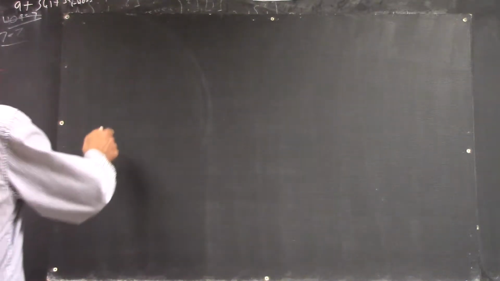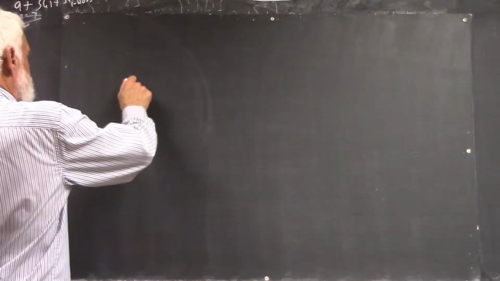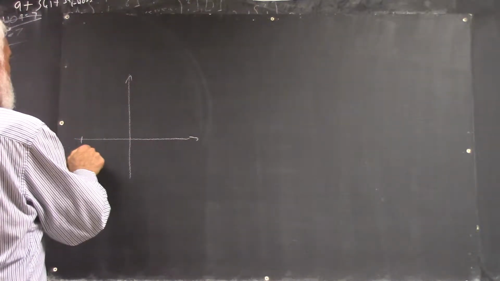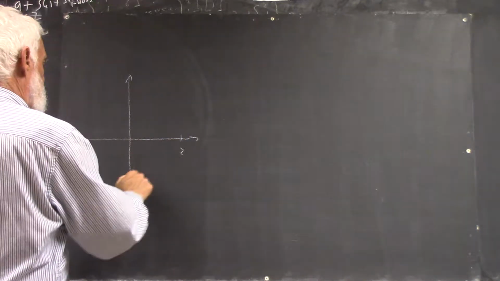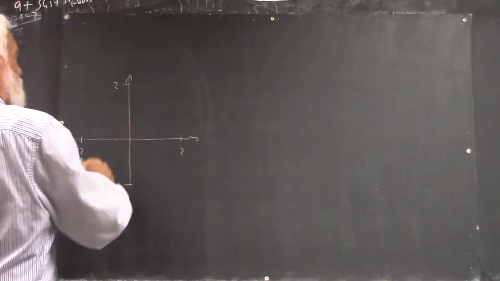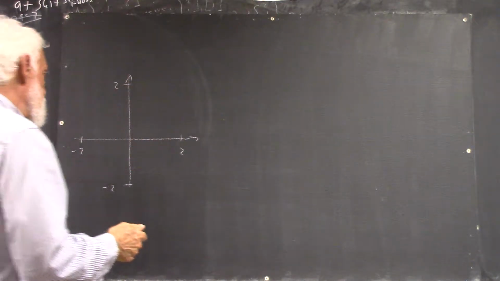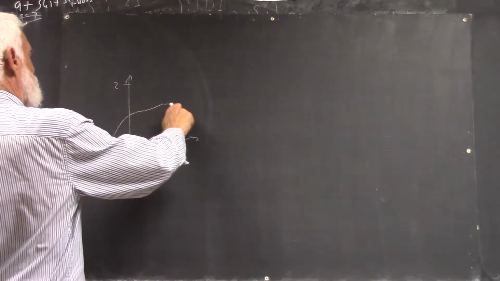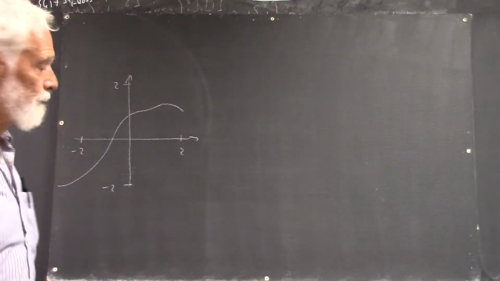Okay, the graph I want to do, we'll just go from -2 to 2 for the time being, but we could use any numbers. We could relabel the graph. And this is not going to be one of your fundamental functions, it's going to be this. Okay?